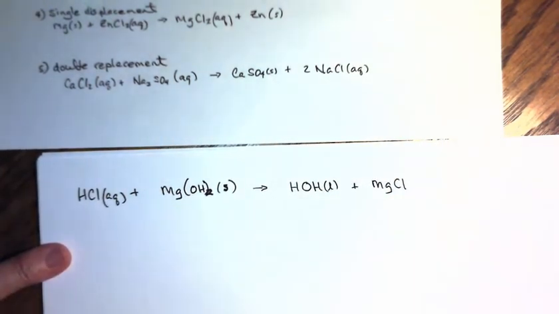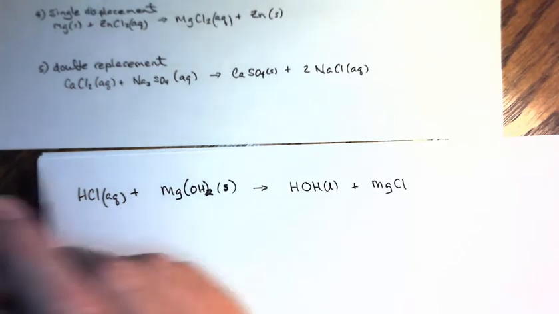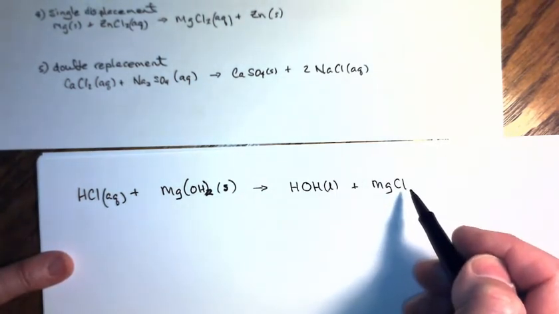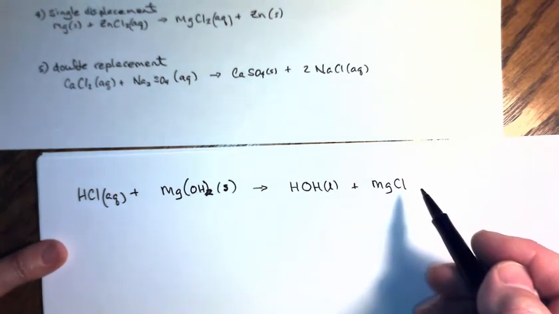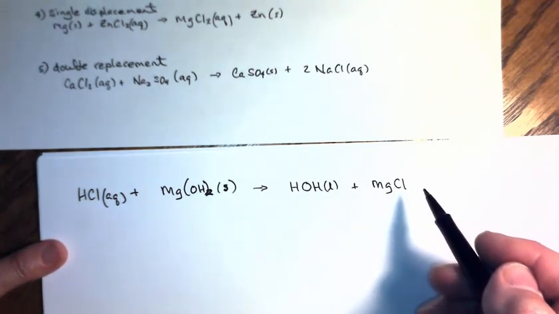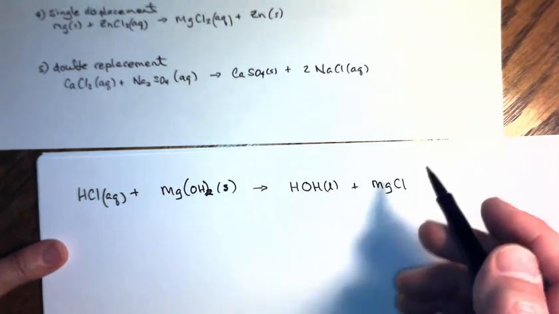What charge does magnesium have here? +2. How do you know that? It's in the second column. All the alkaline earth metals will have a 2+ charge in an ionic or a binary compound. And what charge does the chlorine have? -1, because it's a halogen, and all the elements in that column with the halogens have a 1 negative charge in a binary compound like this.